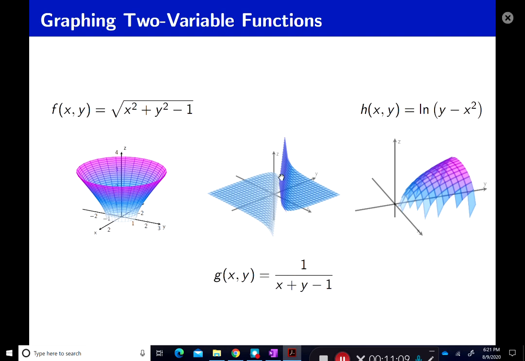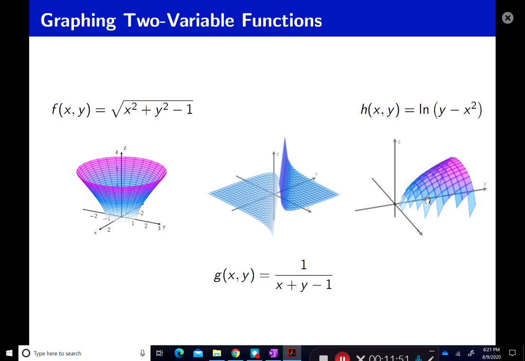And here you notice that it's sort of analogous to the one variable graph of f of x equal to 1 over x. You can see that there are two sheets, one goes up, one goes down. Instead of having asymptotes that are lines, there are asymptotes that are planes. And so the domain is missing the line x plus y equal to 1. And the z values are also missing z equal to 0, basically.